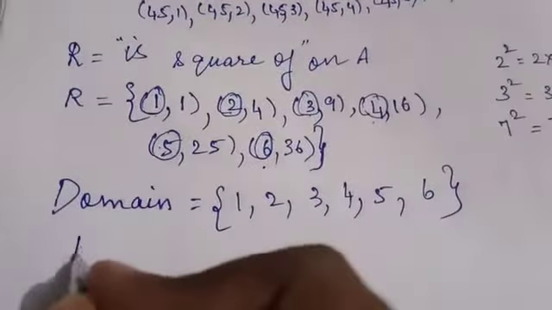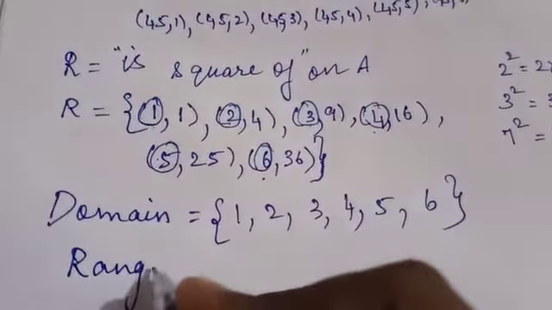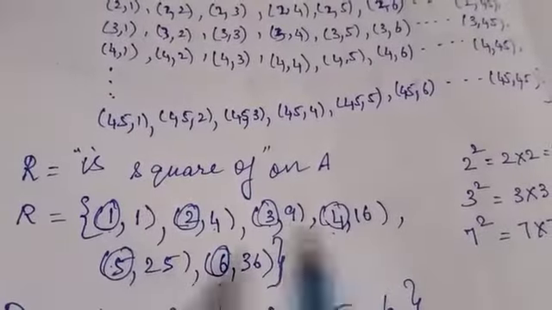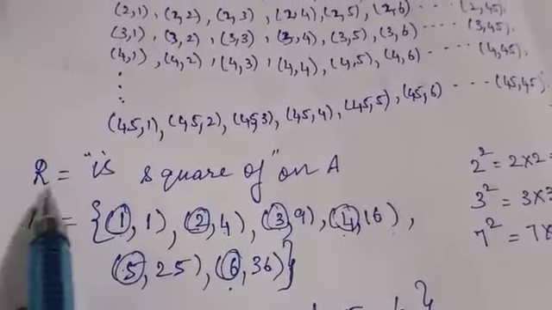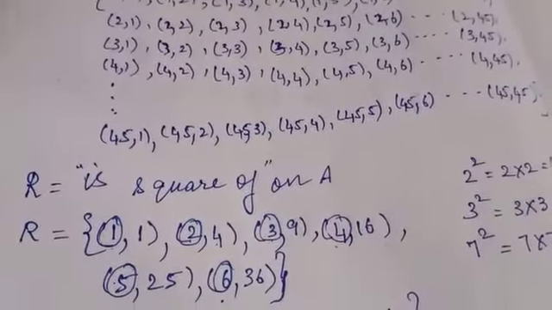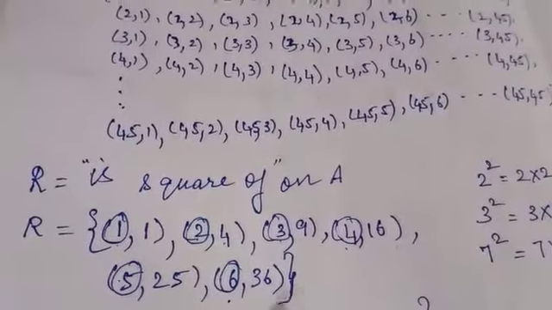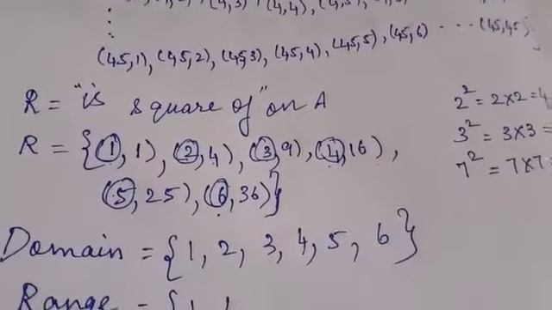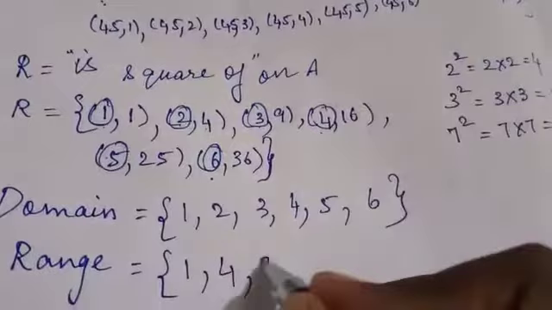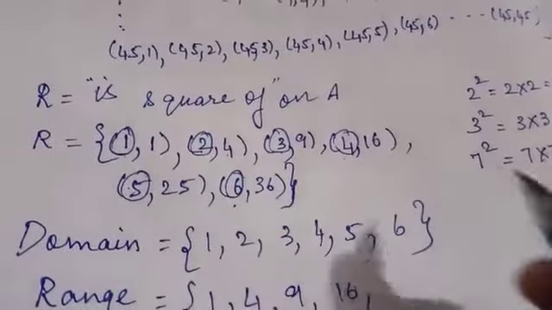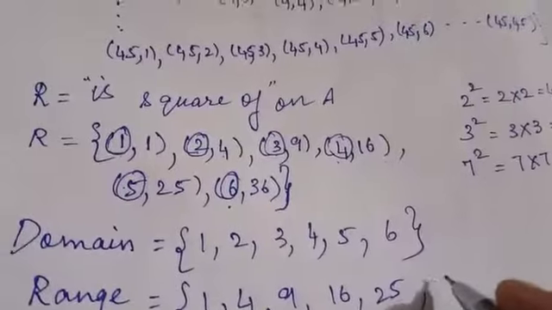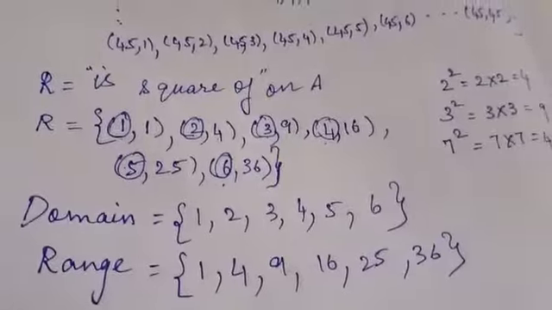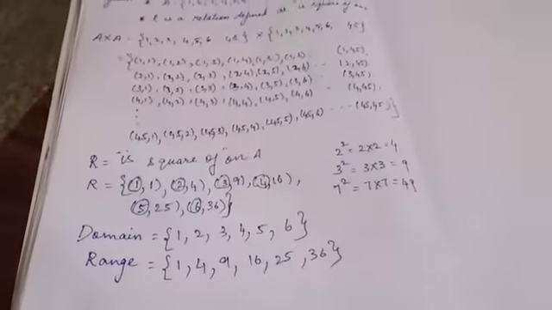Next we'll move on to range. What is range? The second elements of all ordered pairs of the relation are called the range. What are the second elements? 1, 4, 9, 16, 25 and 36. So we have found the domain and range. Thank you.